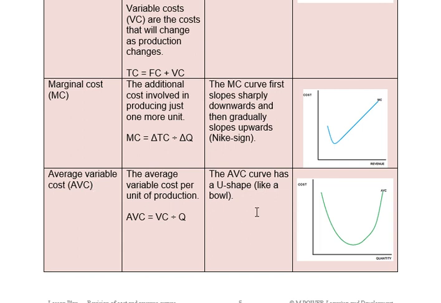And you will see when we do the calculations, your average variable cost will decrease initially. It will reach a minimum and after that it will start to increase. The shape of the average variable cost is a U shape. It's shaped like a bowl, the bowl that you eat your cereal in. That is what it looks like. It makes a little bowl.